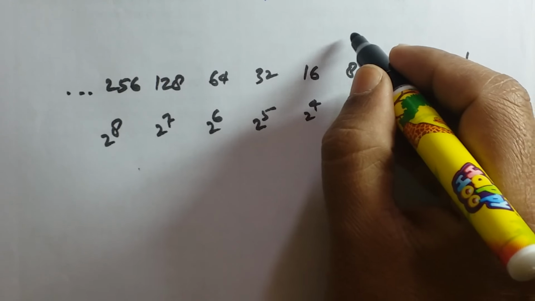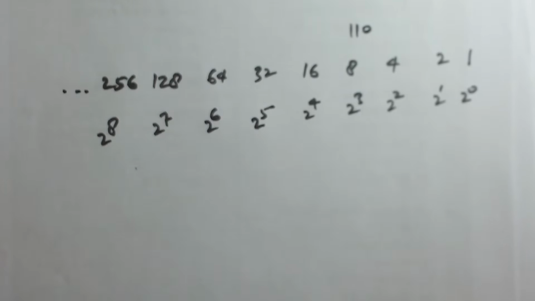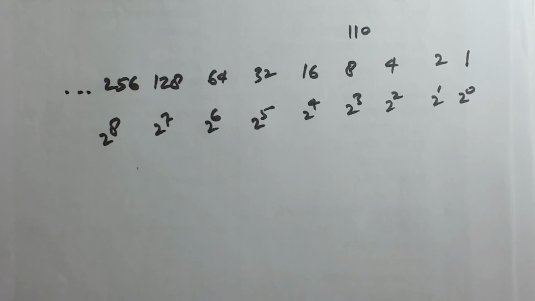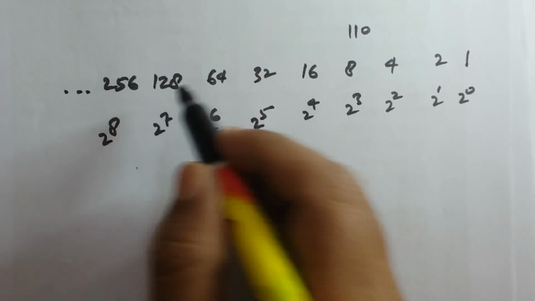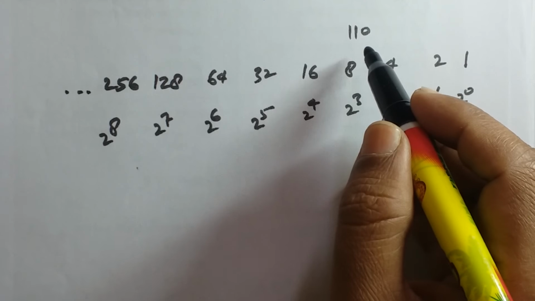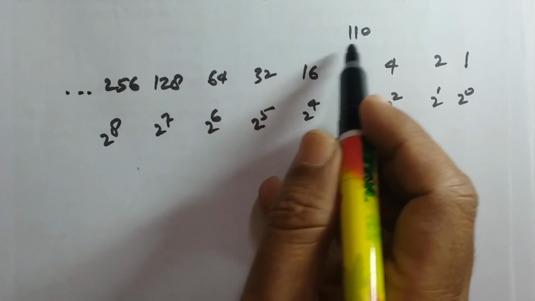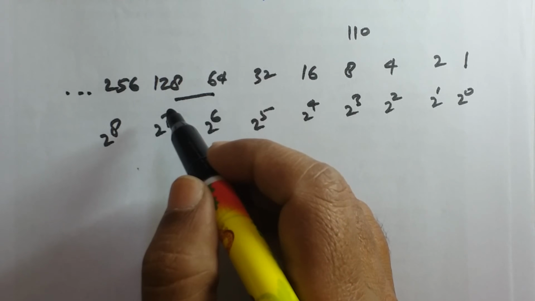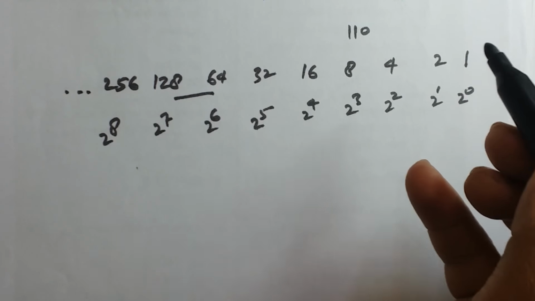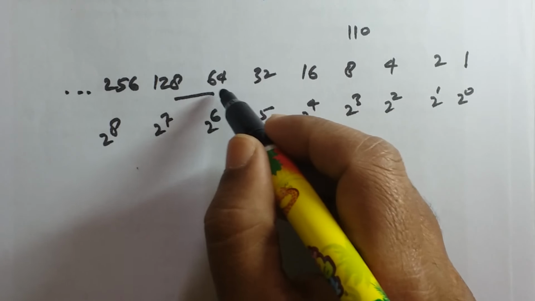Now the next step is we have to convert a number into a binary number. Suppose we take the number 110. It is a decimal number, so we have to locate this 110 somewhere in this series. We can easily see that 110 lies somewhere between 64 and 128.